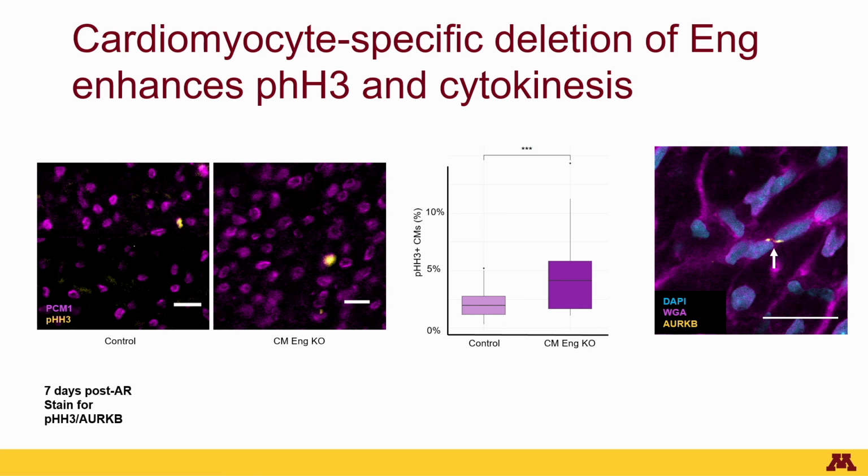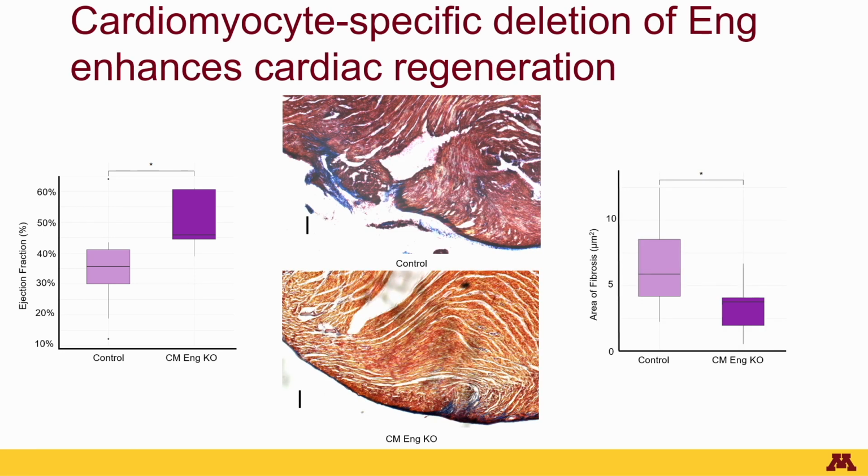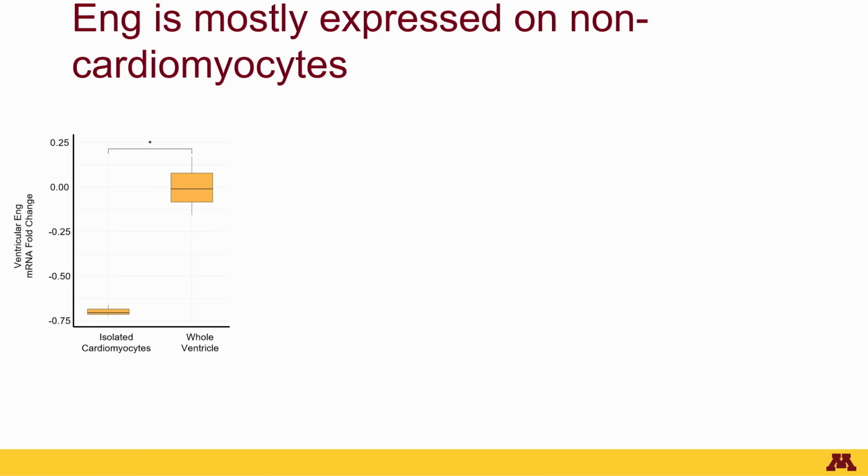So does this then result in actual cardiac repair? To measure this, we first looked at cardiac function, which was increased in mice that were deleted for endoglin. I'm sorry that the label is missing. Oh, here is the label. And we measured scar formation, which was significantly decreased when we inhibited endoglin on cardiomyocytes specifically. So this, I think, is really exciting that we could inhibit endoglin and then thereby stimulate cardiomyocyte proliferation and increase cardiac repair. But as you may know, endoglin is actually highly expressed on non-cardiomyocytes, specifically fibroblasts and endothelial cells.